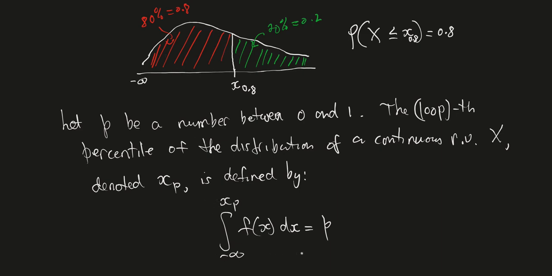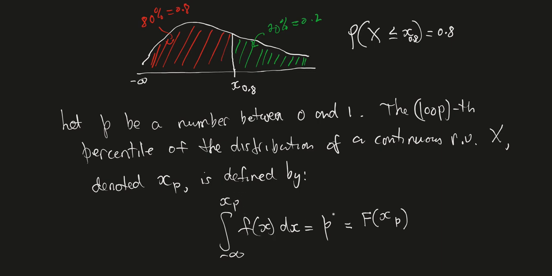But this is exactly how we define our CDF, right? I'm using the exact notation of our CDF here. So we could also say that this is equal to our CDF evaluated at the percentile, right? So these two equations give us two ways to find our x sub p.